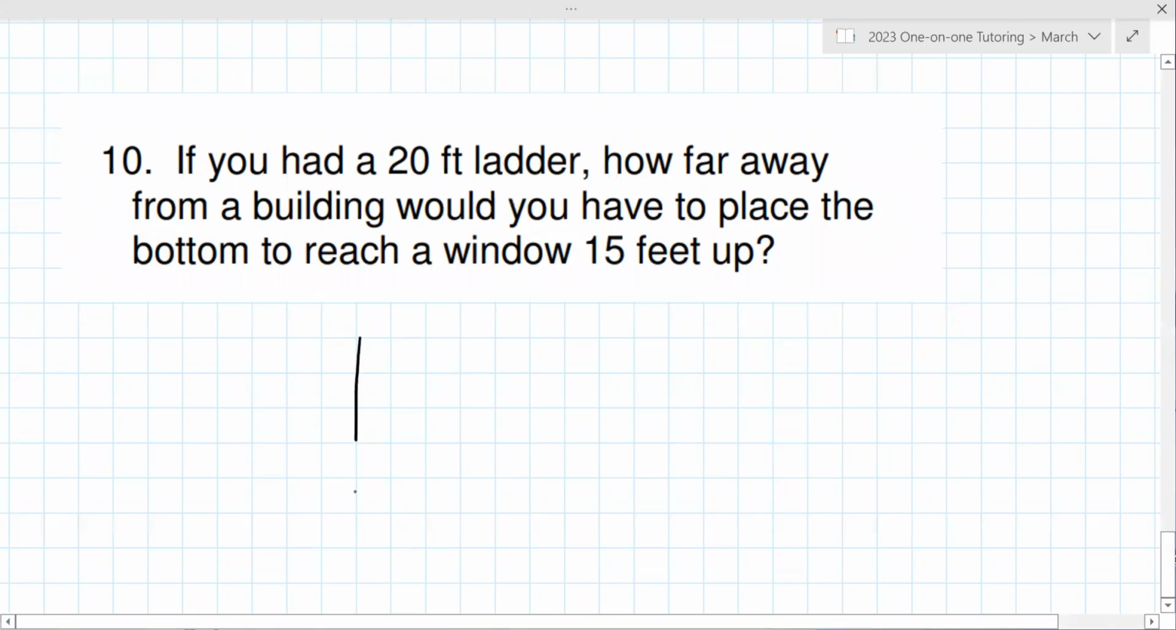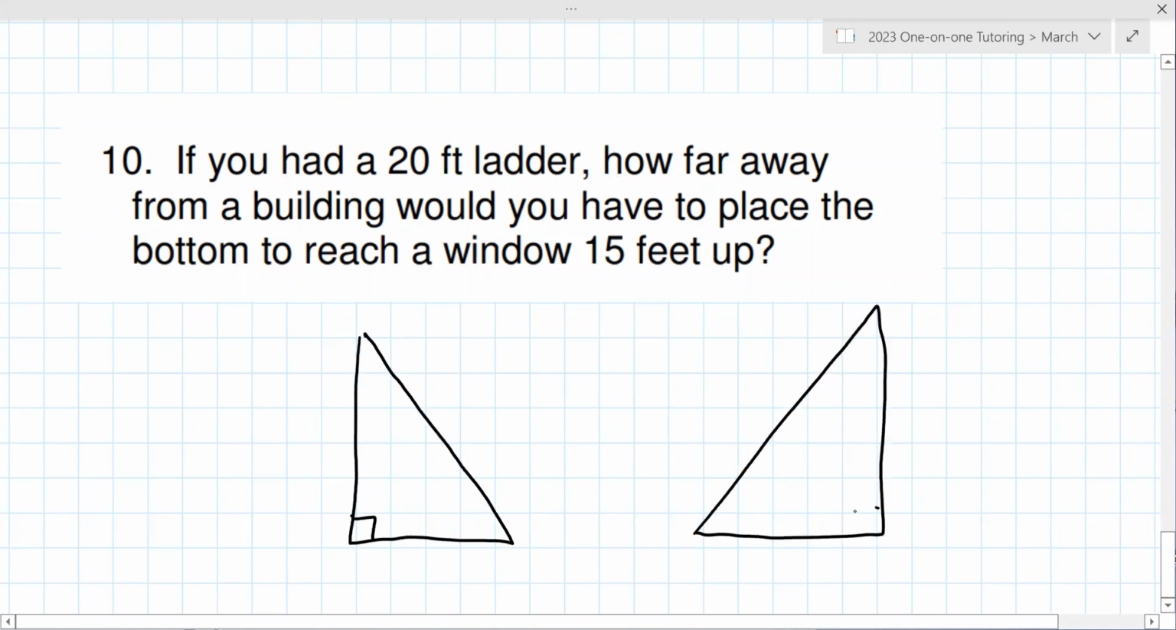Let me just double check here. Does your drawing look like this or the one on the right? Both are correct. One on the right. Okay, so let me just label these real quick. A, B, and C. You have two of the three. C is 20. Okay. B is 15.